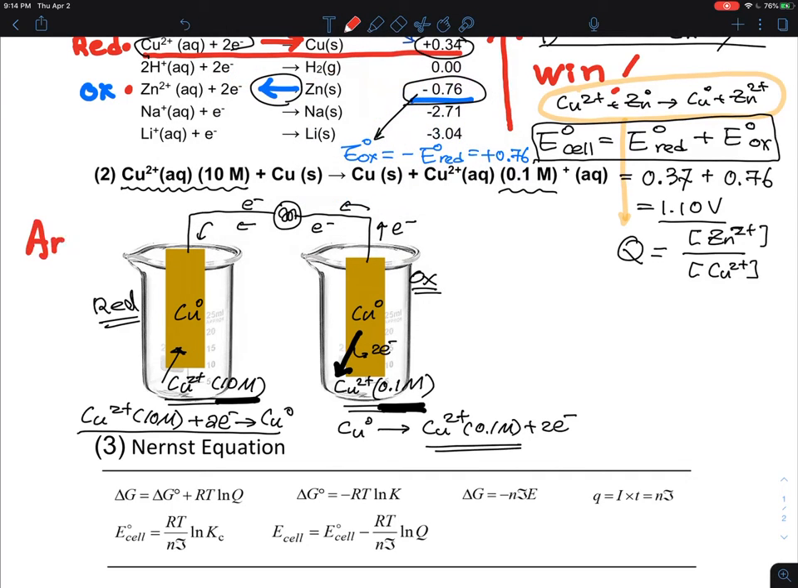By the way, I'm pretty sure that Kathleen talked about OX versus RED CAT. Has she talked about it in the lectures? This is a kind of common cheating way to remember which is the cathode. Cathode is a reduction, and anode is an oxidation.